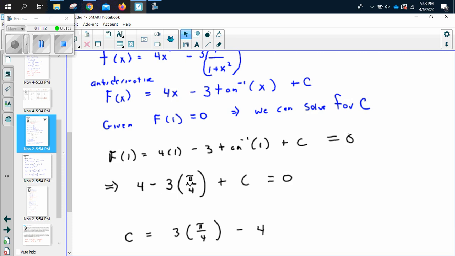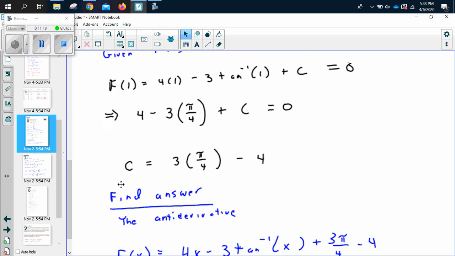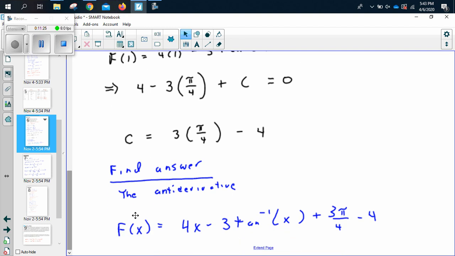So I have 4 minus 3 times pi over 4 plus c equals 0. Or in other words, c is equal to 3 pi over 4 minus 4. That's my answer. Now you can check it, or well, I didn't actually check it here, but my final answer is the antiderivative, and then I just wrote in the constant right here. That's my final answer.